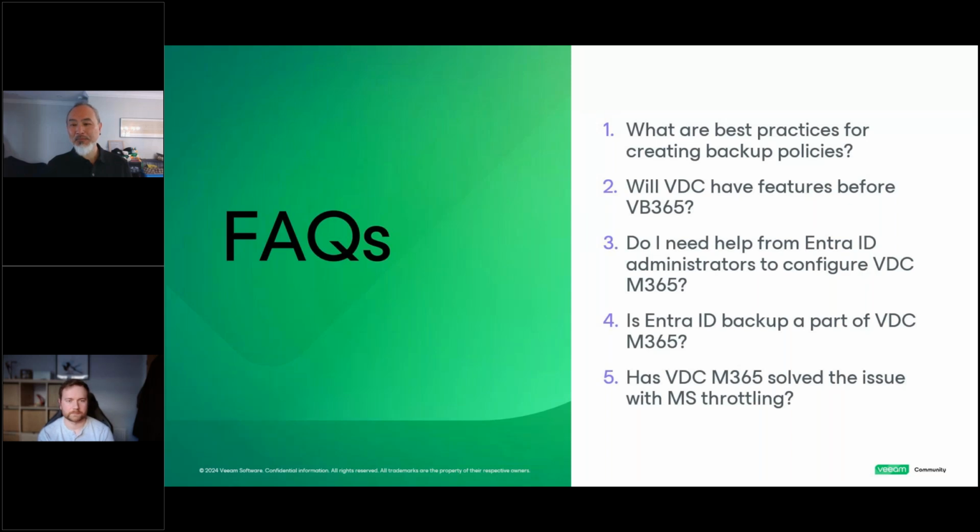Okay. All right. And the final one, has VDC M365 solved the issue with Microsoft throttling? I think you kind of answered this. Well, this is it, because Express works around that completely by keeping the data within the M365 boundary, and therefore Microsoft are responsible effectively for the adherence to the RPOs that they're offering there. So in some ways, yes.